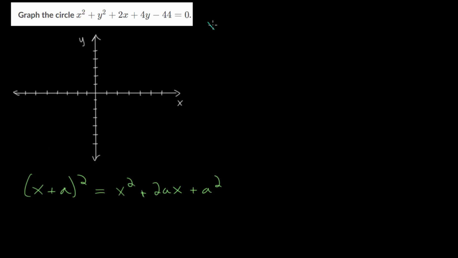And we'll do that by grouping the x terms together. So x squared plus 2x, and we'll leave a space since we essentially need to figure out what number we need to add so that we can transform our quadratic expression into a perfect square. Now for the y values, we have plus y squared plus 4y. We'll leave a space again, and we'll move the constant term to the other side. So in this case, we will add 44 to each side.